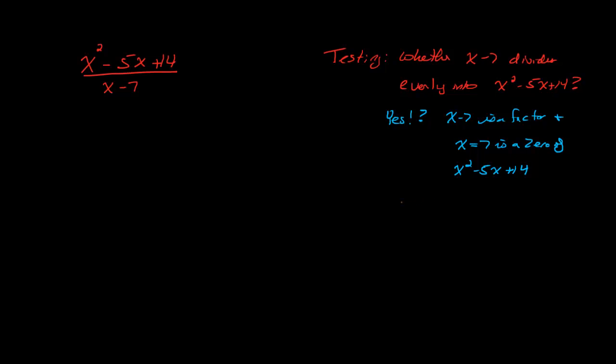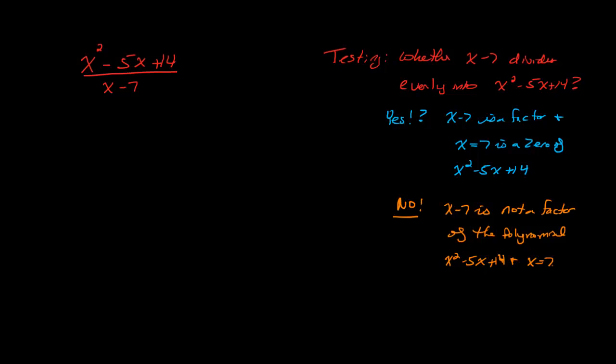If the answer is no, and it does not divide evenly, so x minus 7 is not a factor of the polynomial x squared minus 5x plus 14, and x equal to 7 is not a zero. So ultimately this is continuing with our zero analysis.